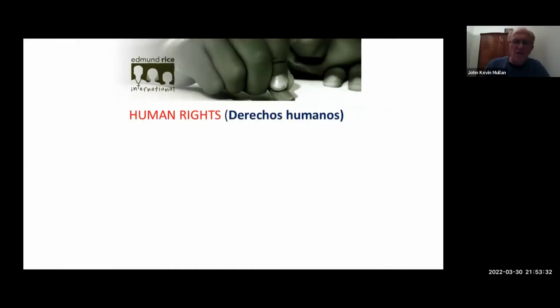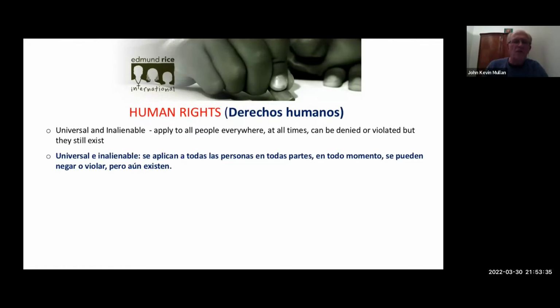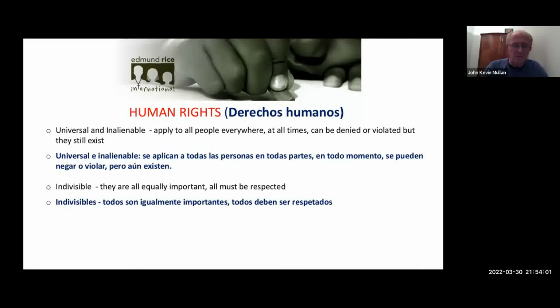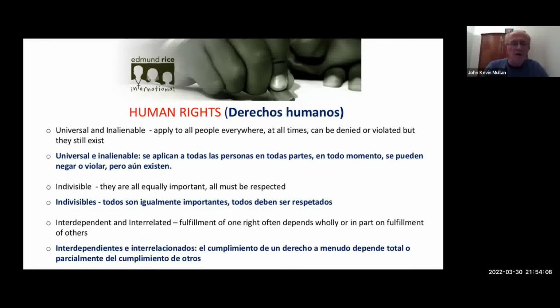So moving on then, as I said in the video, human rights are universal and inalienable. That means they apply to all people everywhere, at all times, and they can't be denied. They can be denied or violated, but they still do exist. So important words to remember about human rights: universal and inalienable. They're also indivisible. They're all equally important, all must be respected. And the last words, they're interdependent and interrelated. The fulfillment of one right often depends wholly or in part on the fulfillment of others.